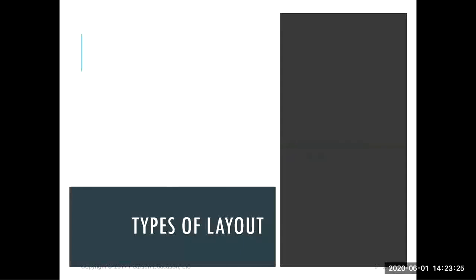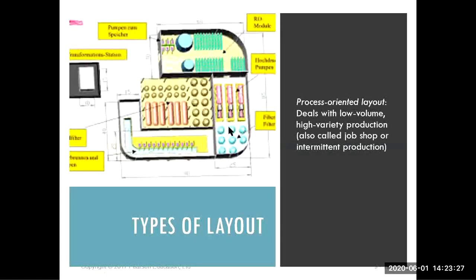Which one is the process? A process oriented layout is also not only used in manufacturing. It can also be used in a supermarket. They arrange based on the process. For example, when you go to a supermarket, let's say Tesco, the arrangement in Tesco uses a process oriented layout.